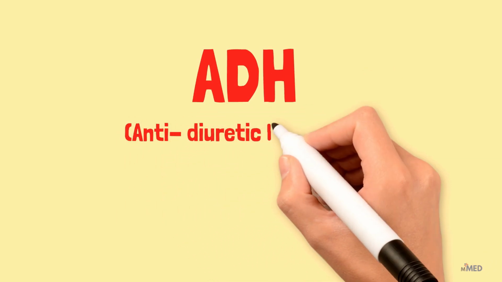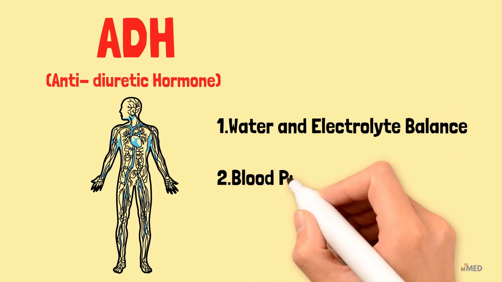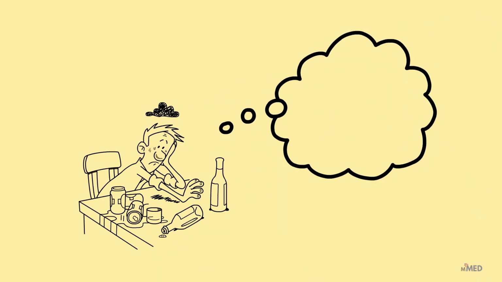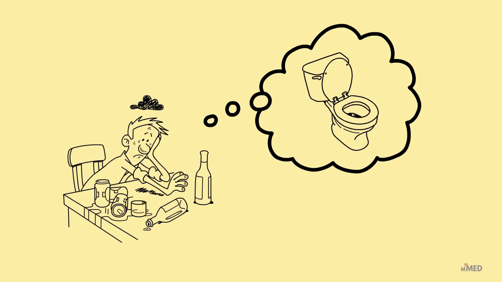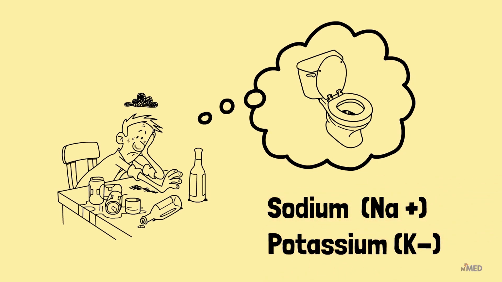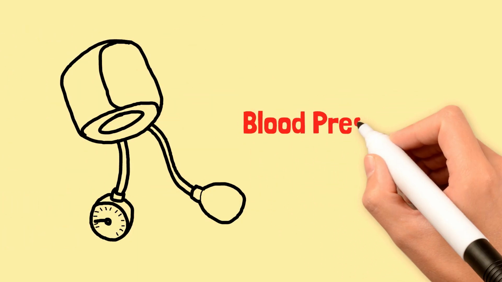ADH, or the anti-diuretic hormone, is a hormone in your body which aids in water balance as well as maintaining the blood pressure of your body. When the level of ADH in your body drops, the amount of urine filtered from your kidneys will increase. So when alcohol is consumed, you tend to pee a lot, and on top of that, the concentration of essential ions in your body like sodium and potassium will also change. This will lead to an electrolyte imbalance in your body, which could result in a change in the blood pressure.